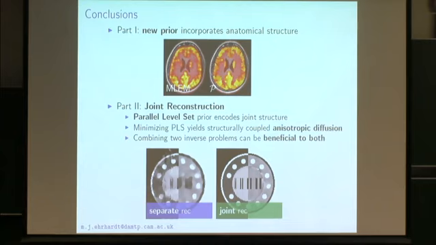Also, from the mathematical analysis we have seen that by minimizing this parallel sets prior, we actually result in a structurally coupled anisotropic diffusion. That's also not very common for many of these kinds of priors. And thirdly, the numerical results have shown that by combining these two inverse problems as one joint problem, both of the inverse problems can benefit from this.